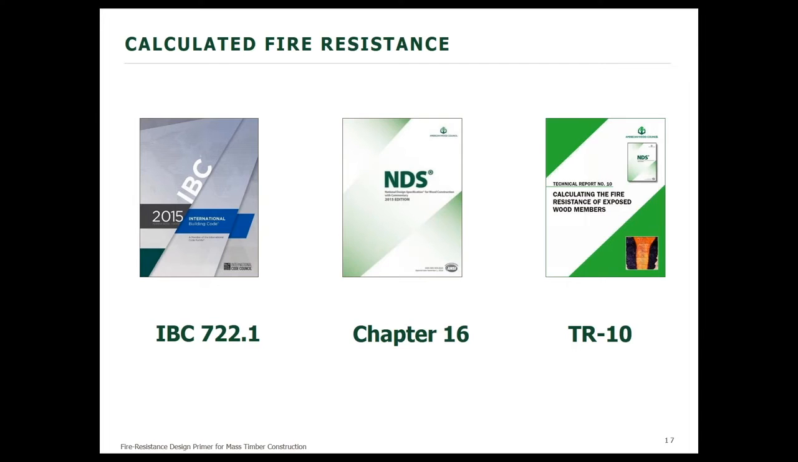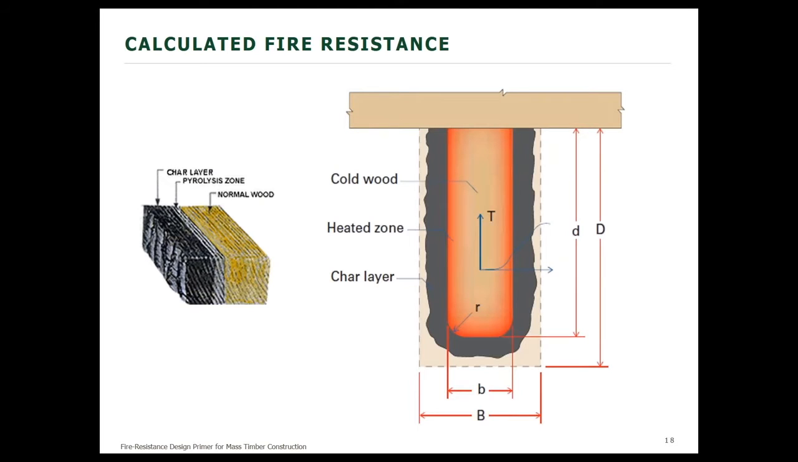The calculated fire resistance provided in the code is called out in IBC Section 722.1. It references Chapter 16 of the NDS. And then what we show over on the right is our Technical Report number 10, which provides background on the research and examples on performing the actual calculations specified within the NDS.